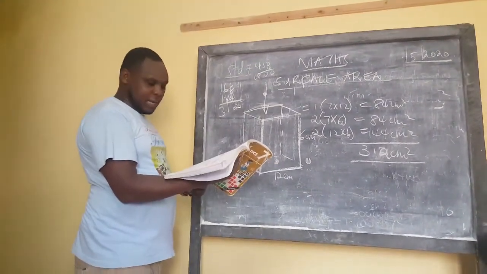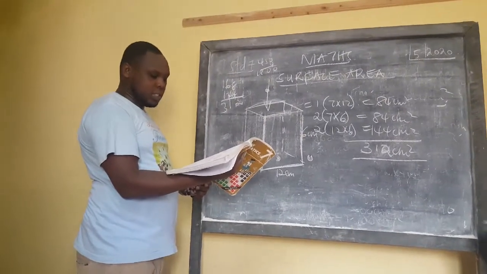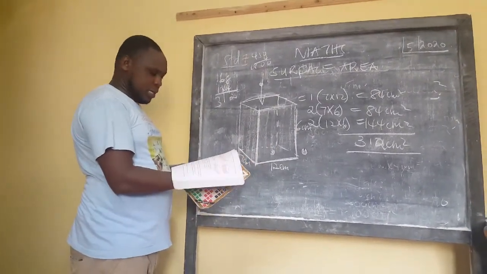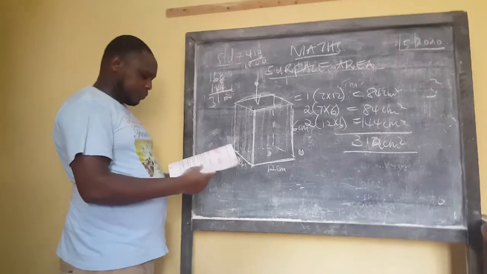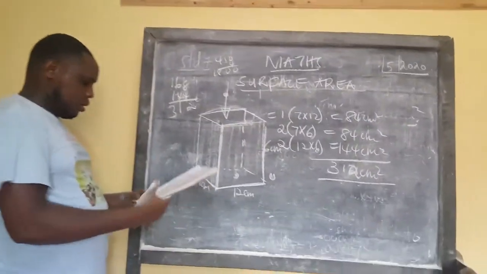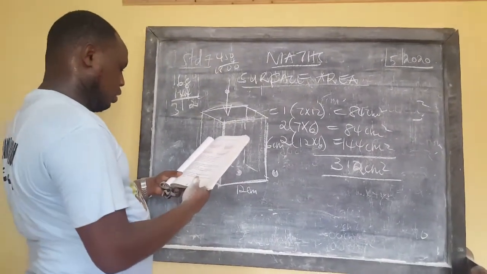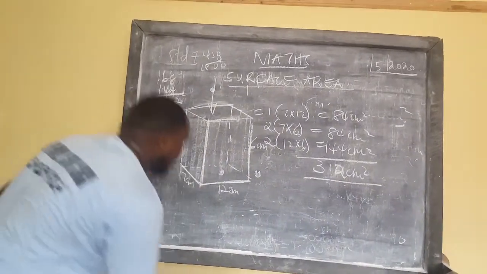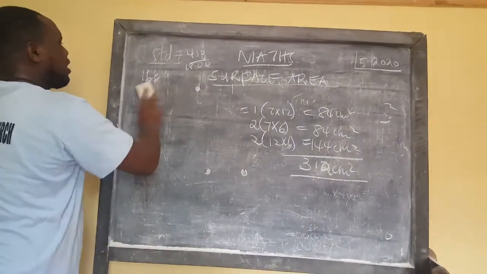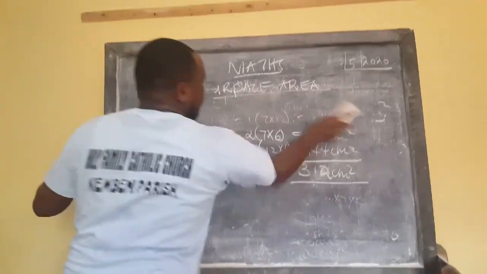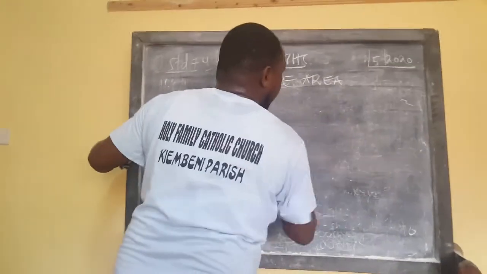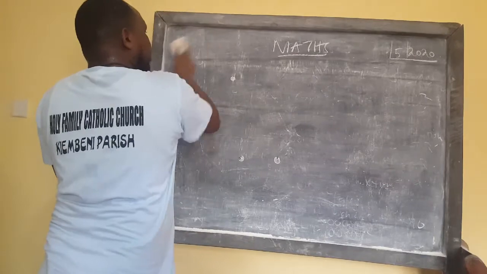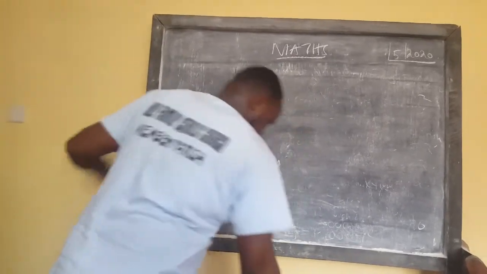But before that, I want to do one question. It's a word question that says... I don't know whether to write the question. Let me write the question because it's very, very important. It concerns something that comes in an exam. So I'm going to write very fast. Learner, copy very fast what I'm going to write.